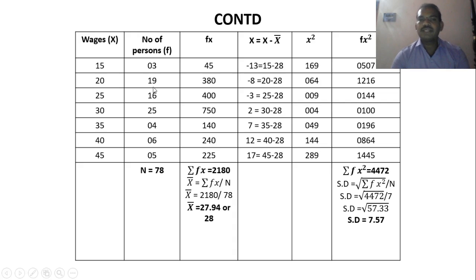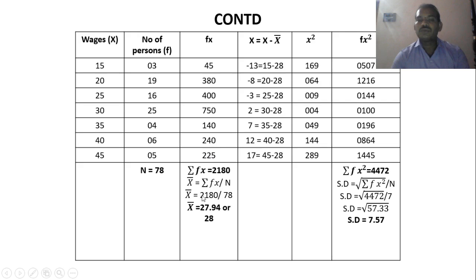3 plus 19 is 22, plus 16 is 38, plus 25 is 63, plus 4 is 67, plus 6 is 73, plus 5 is 78. Next fx, f into x: 3 into 15 is 45, 19 into 20 is 380, 16 into 25 is 400, 25 into 30 is 750, 4 into 35 is 140, 6 into 40 is 240, 5 into 45 is 225. Therefore sigma fx is equal to 2180.